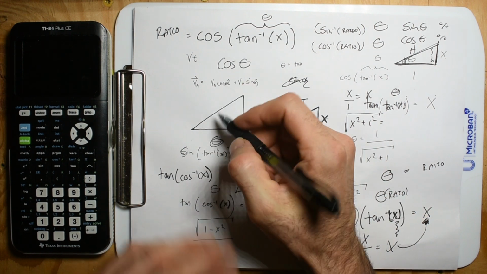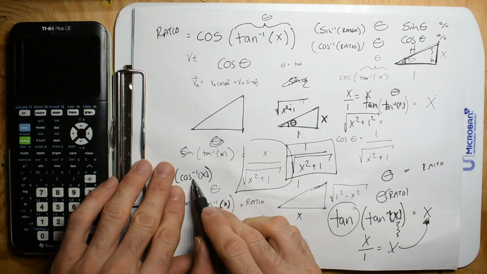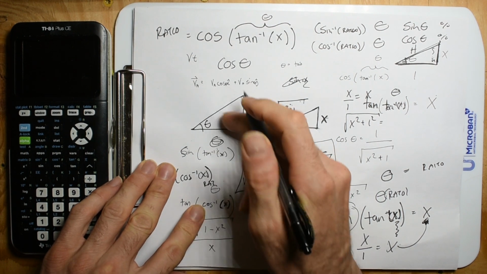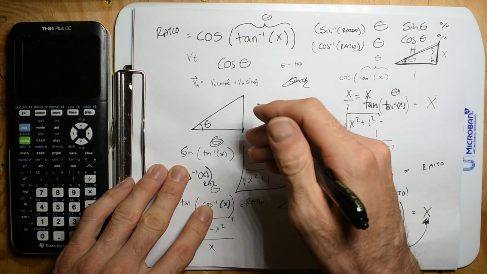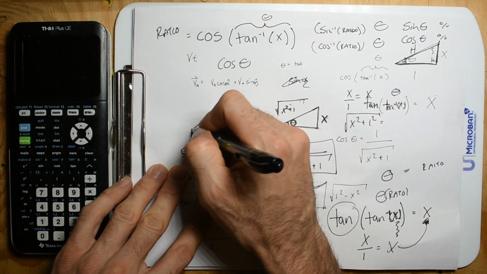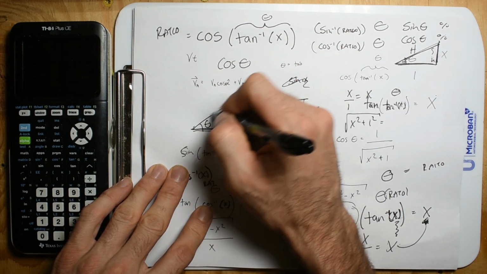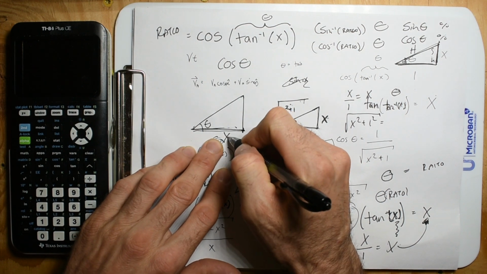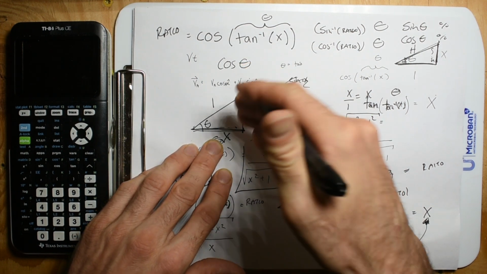So let's come up here to our triangle. This is going to be cosine, and this is the ratio again, remember? So if here's our angle, where's the ratio for cosine? It's going to be adjacent over hypotenuse, and that's going to equal x. So our adjacent has to be x, and our hypotenuse has to be 1.